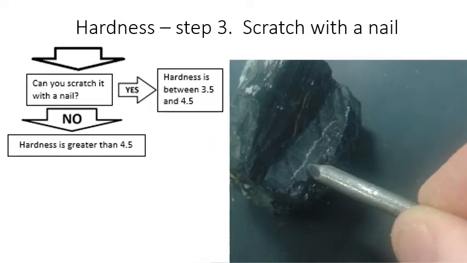Next, we're going to use a nail. Try to scratch it with a nail. Once again, you're going to want to use the magnifying glass to check this out. Does it leave a groove into the mineral or not? If it does, that means the nail is harder and the hardness of the mineral must be less than 4.5, but it's greater than 3.5.